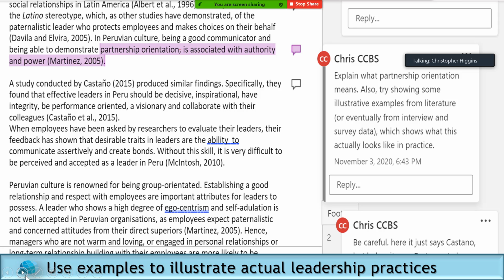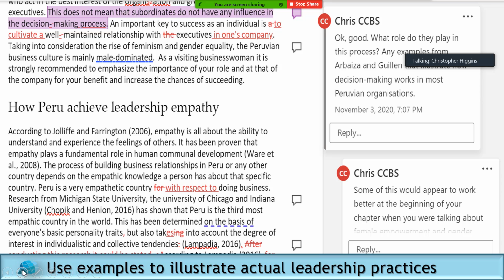Okay, what is an example of a Peruvian leader being a good communicator, while still displaying their authority and power? Show an example, clarify, sum up.